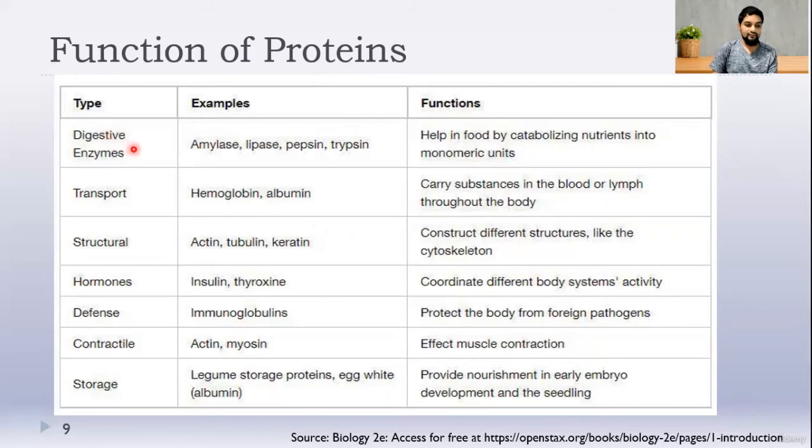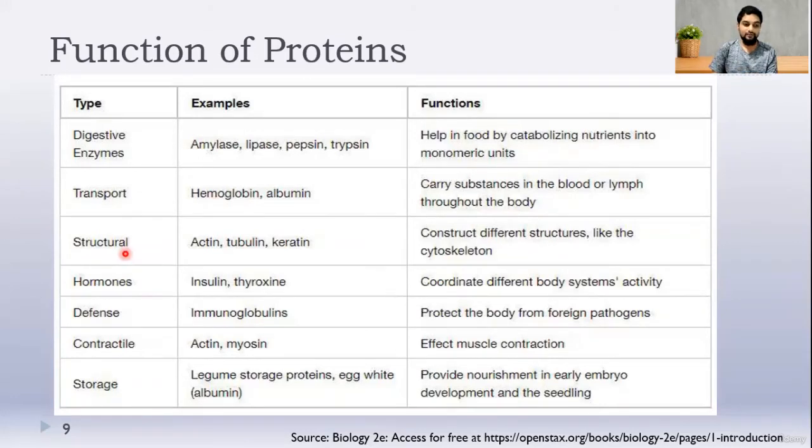One function here is that they assist in digestion. Examples of proteins that assist in digestion are the enzymes amylase, lipase, pepsin, and trypsin. These are enzymes, and enzymes are made of proteins. Then there are some proteins that help in transporting useful substances. For example, we have hemoglobin. Hemoglobin is important to transport oxygen in our body. The oxygen binds to the hemoglobin, and the oxygen is then transported to different parts of our body.